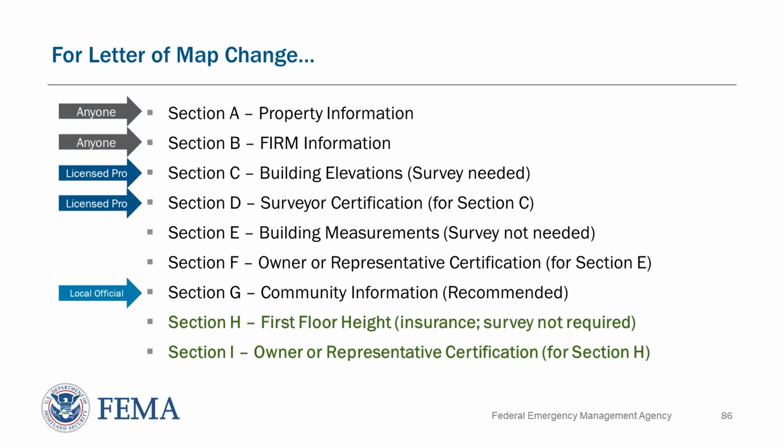To use the elevation certificate to support a letter of map change decision for removing the property from this special flood hazard area, surveyed elevations are required. Sections A and B and then sections C and D are needed for a letter of map change determination. Completion of section G by the community official is recommended.